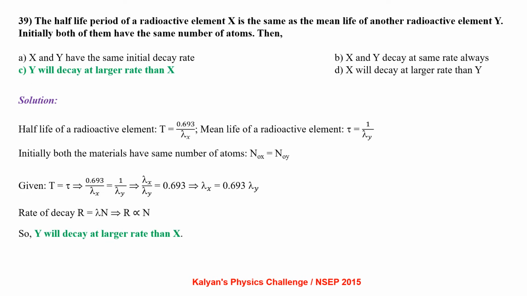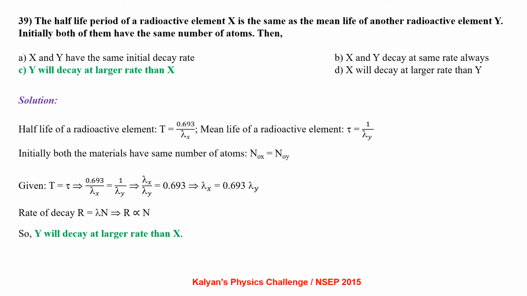The half-life period of a radioactive element X is the same as the mean life of another radioactive element Y. Initially both of them have the same number of atoms. Half-life of the radioactive element T equals 0.693 by lambda X. Mean life of the radioactive element tau equals 1 by lambda Y. Initially both materials have the same number of atoms.